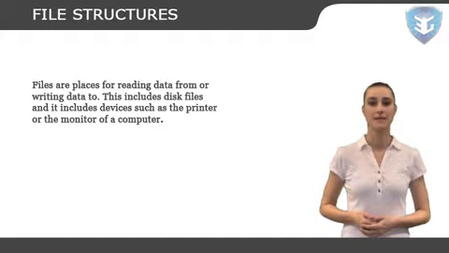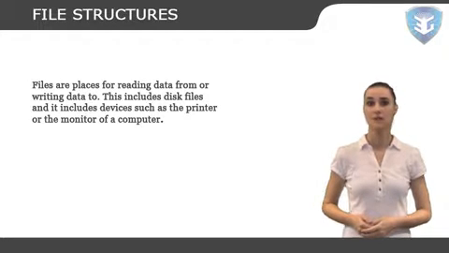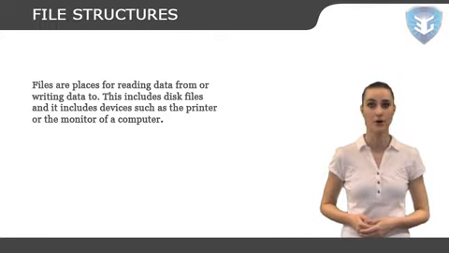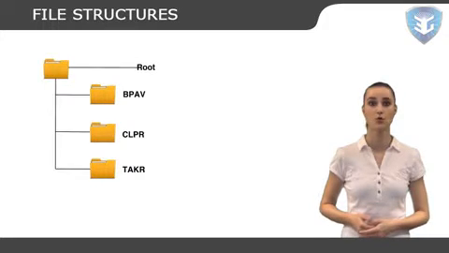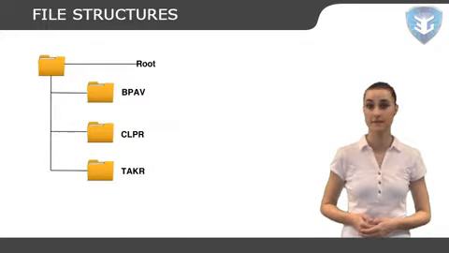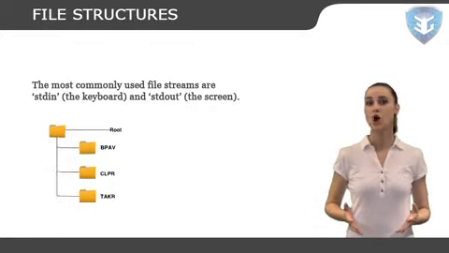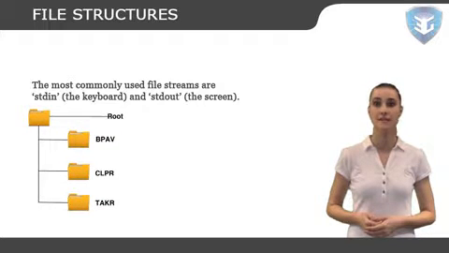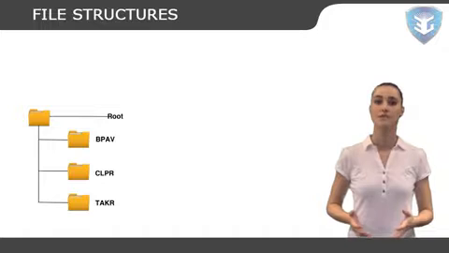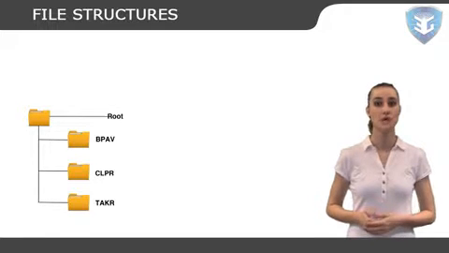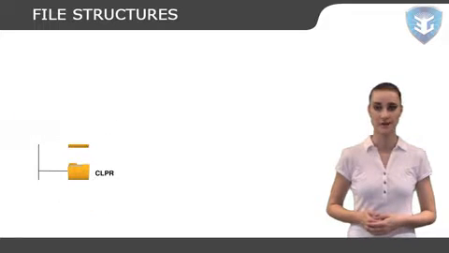Files are places for reading data from or writing data to. This includes disk files and it includes devices such as the printer or the monitor of a computer. C treats all information which enters or leaves a program as though it were a stream of bytes, a file. The most commonly used file streams are stdin, the keyboard, and stdout, the screen, but more sophisticated programs need to be able to read or write to files which are found on a disk or to the printer, etc.